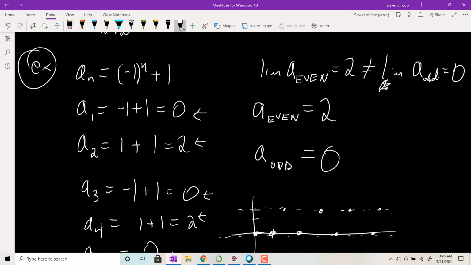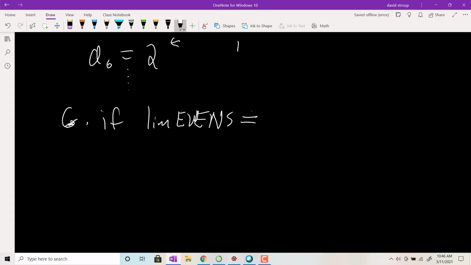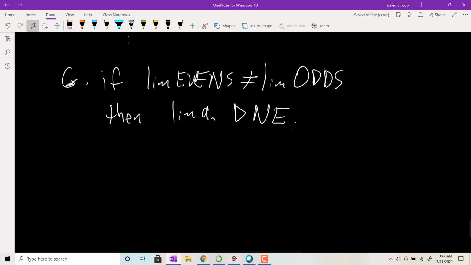which does not equal the limit of A sub odd, which equals 0. And I want to give that to you as a theorem. I'm just going to tell you that you can hit that button anytime you want, basically. And I guess this would be part C. If that looks like a G, but it's C. If the limit of the even terms does not equal the limit of the odd terms, then you can conclude the limit of the sequence does not exist. End of story. So that's a theorem you could use.